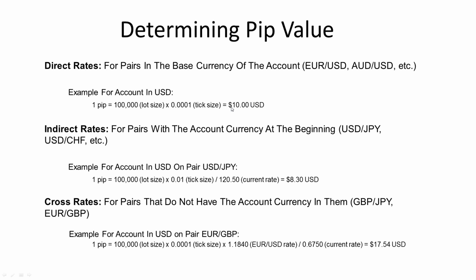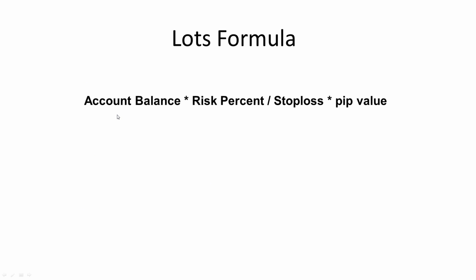Okay, so that's a quick run through. Hopefully I didn't lose too many of you, but that's a quick run through of how you calculate pip values for a standard lot on the different currencies. Now, let's look at how you calculate lot size based on a risk percent, knowing those pip values for the currency pair you're trading. All you have to do, once you get that figured out, is take your account balance times risk percent, divided by stop loss times the pip value of the currency you're trading.